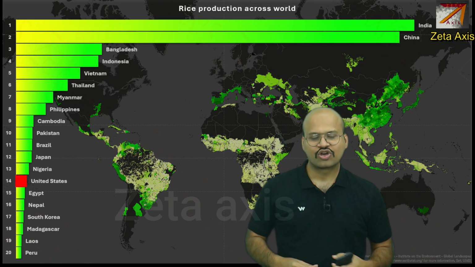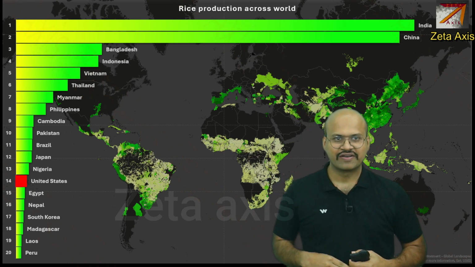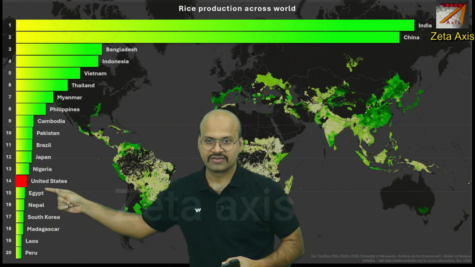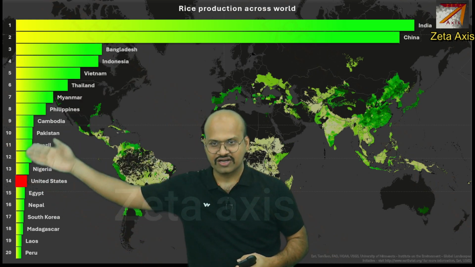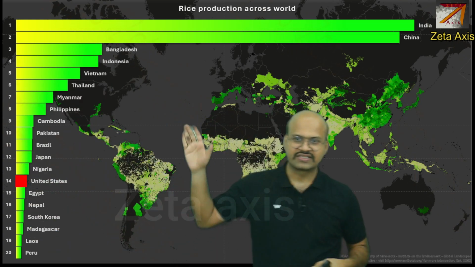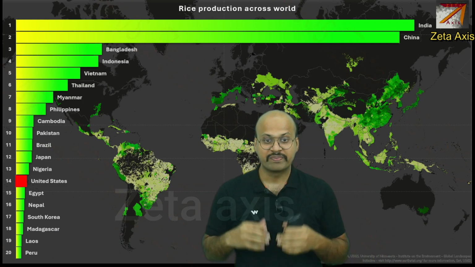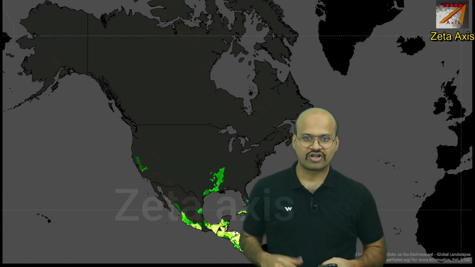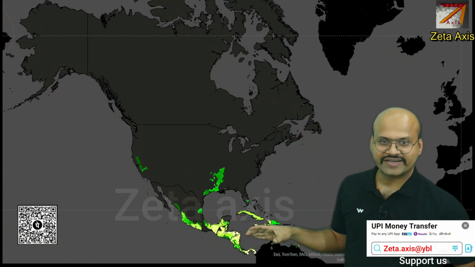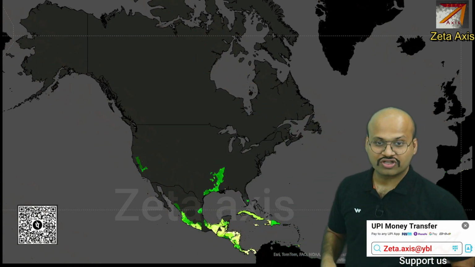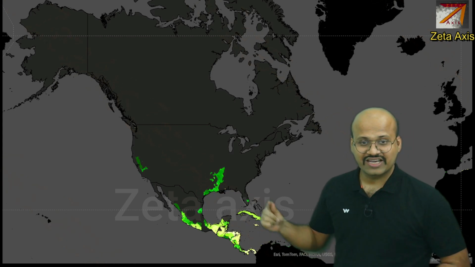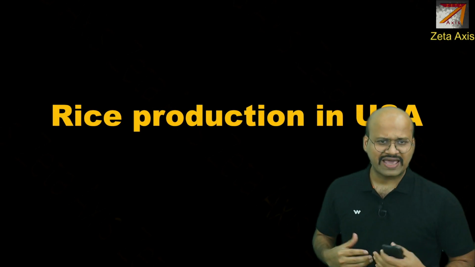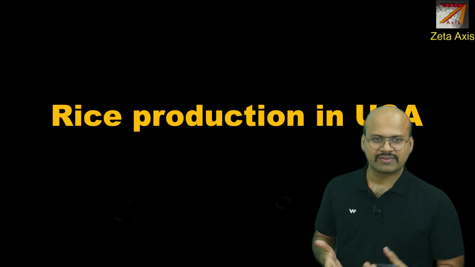If we see the global production of rice across the world, then we can see that United States is at 14th position, and we do not see any other North American country in this list. So rice is not grown in much amount in North America. So let's see the production of North America. Here we can clearly see that it is confined to the southern parts of North America, especially in the Gulf of Mexico and Caribbean Sea region. Now Canada does not produce a significant amount of rice to mention.